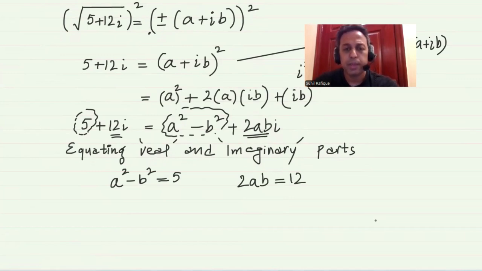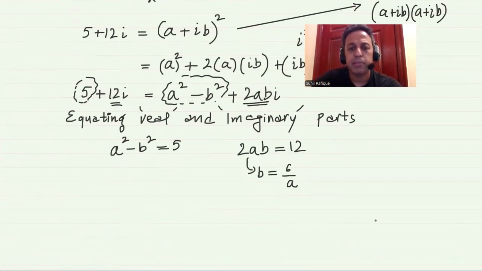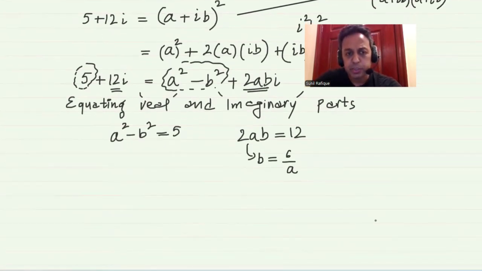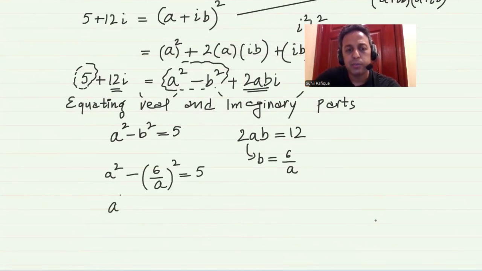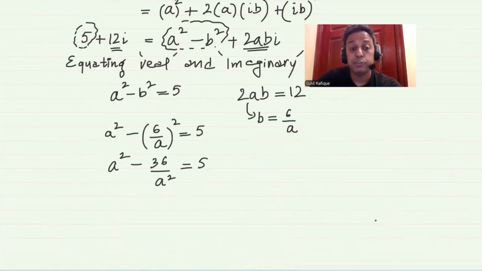Let's begin. I can simplify this equation to become b equals 6 over a. All right, I made b the subject. Substitute it back in the quadratic equation. So I get a squared minus, in place of b, I'm going to substitute 6 over a, squared, equals 5. a squared minus 36 over a squared equals 5. Okay, now this looks a bit tricky, but let's solve this.